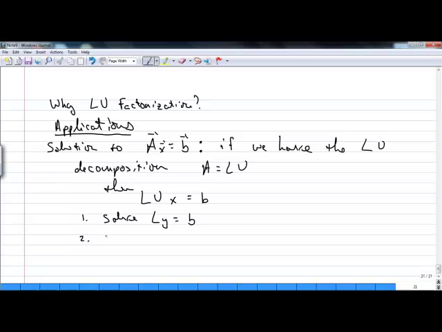And then we solve Ux equal to Y. And this gives us the solution to AX equals B. And this is the preferred algorithm for solving AX equals B because computationally it's more efficient.